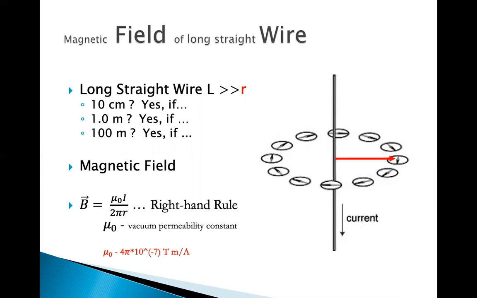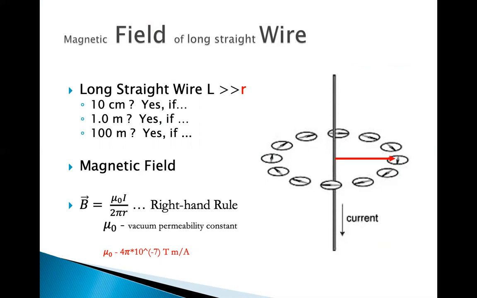Mu0 here is what we call the vacuum permeability constant. It's 4 pi times 10 to negative 7th Tesla meter over ampere. This is a universal constant, and it is also one of the 2 constants that define the speed of light. So this is the magnitude and direction of magnetic field around a long straight wire.